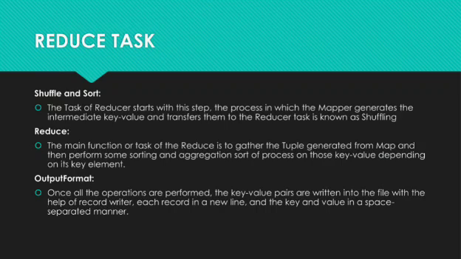Reduce. The main function or task of the reducer is to gather the tuples generated from the map and then perform some sorting and aggregation process on those key-value pairs depending on the key element. Output format: once all the operations are performed, the key-value pairs are written into the file with the help of the record writer, with each record on a new line and the key and value separated by a space.